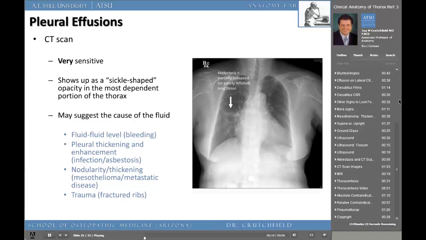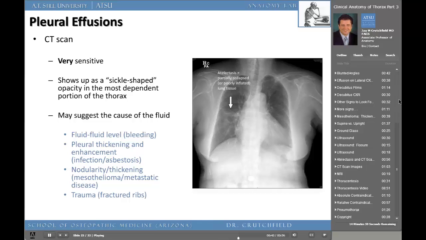CT scan is very sensitive for picking up pleural fluid and shows up as a sickle-shaped opacity in the most dependent portion of the thorax. It can be highly suggestive of the cause of this fluid collecting. In a trauma patient, it could be bleeding. If the pleura is thick, like that CAT scan we saw earlier, it can show infection or asbestosis or even mesothelioma or cancer or fractured ribs. CAT scan is the most sensitive.